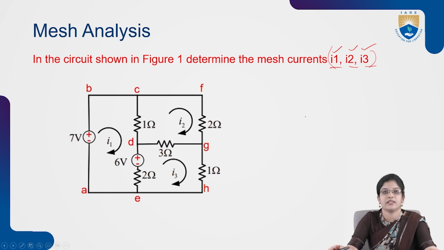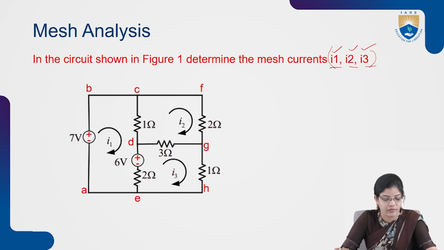To calculate these, the first step is to identify the loops in the circuit. Here there are three loops denoted with I1, I2 and I3. In the next step, we apply KVL and write the mesh equations of each mesh, and then we substitute the mesh equations in the scientific calculator, or by using Cramer's rule we can calculate the currents in mesh 1, mesh 2 and mesh 3.